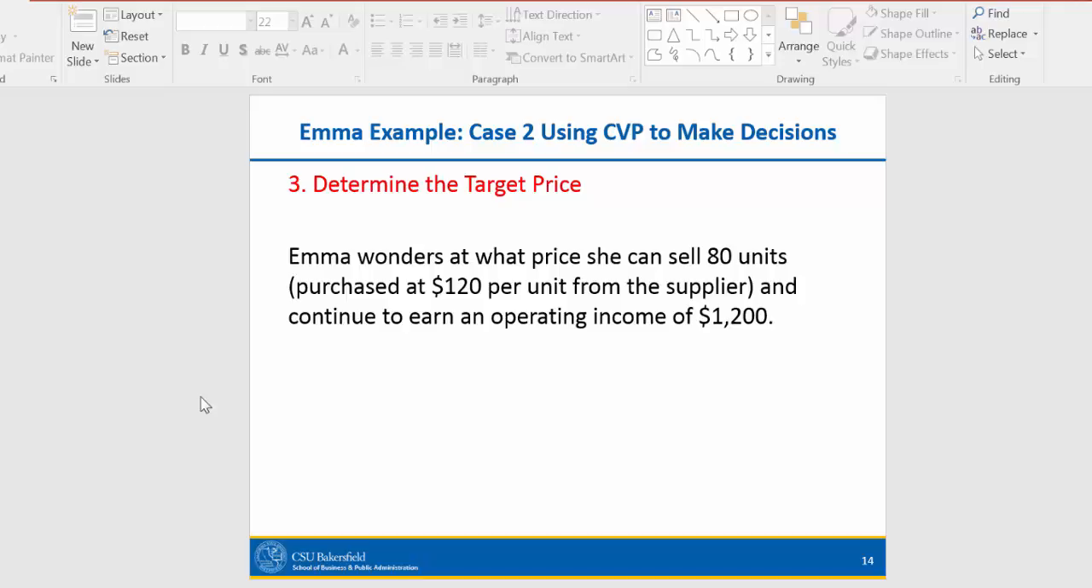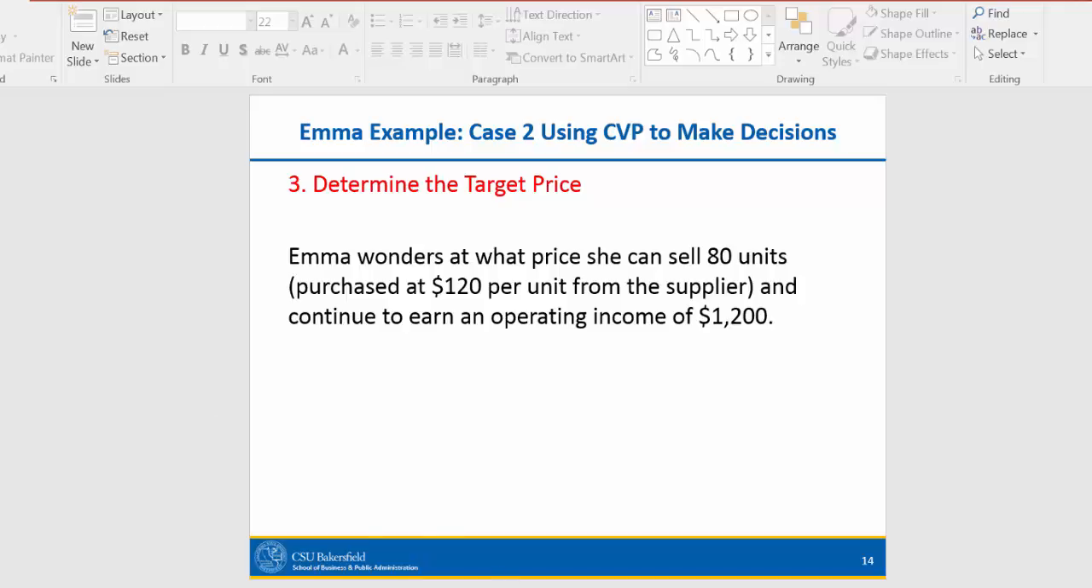Let's assume that Emma wonders at what price she can sell 80 units, still purchased at $120 per unit from the supplier, and continue to earn an operating income of 1,200. It's pretty simple. Emma has two goals. Number one, sell 80 units. Number two, earn an operating income of 1,200. So she wonders at what price. This question is kind of interesting because now you have the operating income and the number of units.